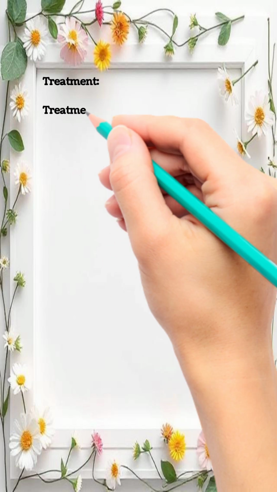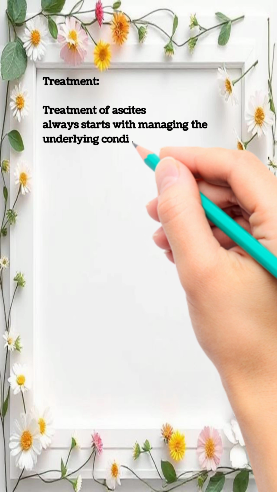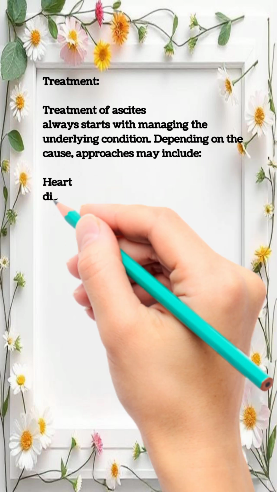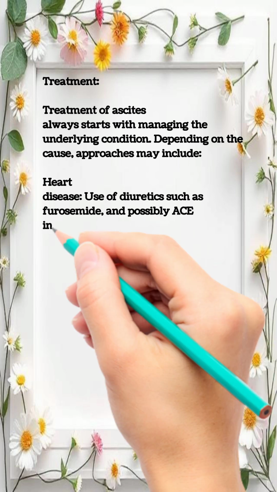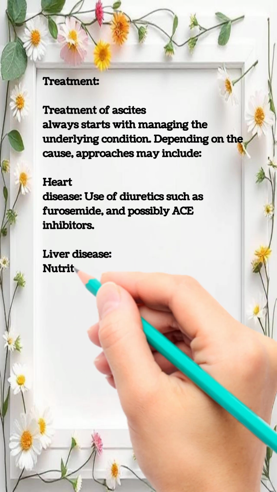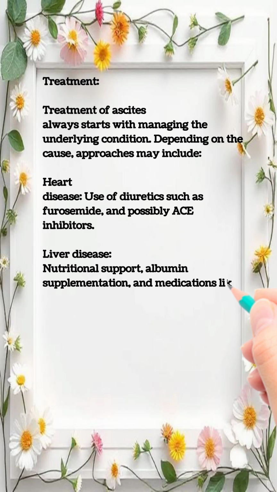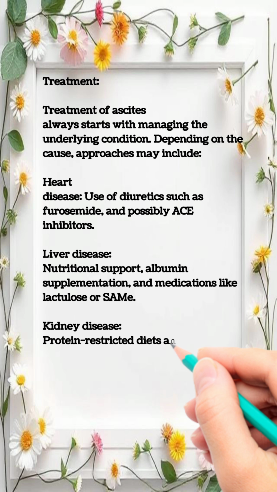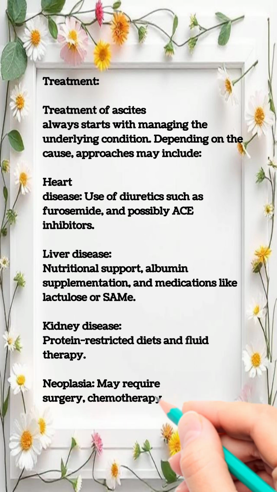Treatment. Treatment of ascites always starts with managing the underlying condition. Depending on the cause, approaches may include: heart disease, use of diuretics such as furosemide, and possibly ACE inhibitors; liver disease, nutritional support, albumin supplementation, and medications like lactulose or SAMe; kidney disease, protein-restricted diets and fluid therapy; neoplasia, may require surgery, chemotherapy, or palliative care.